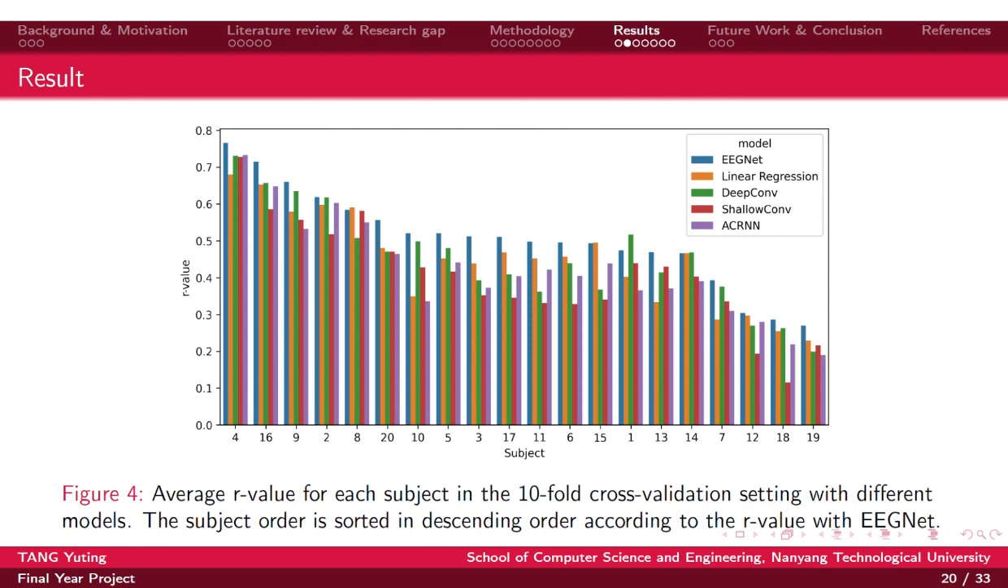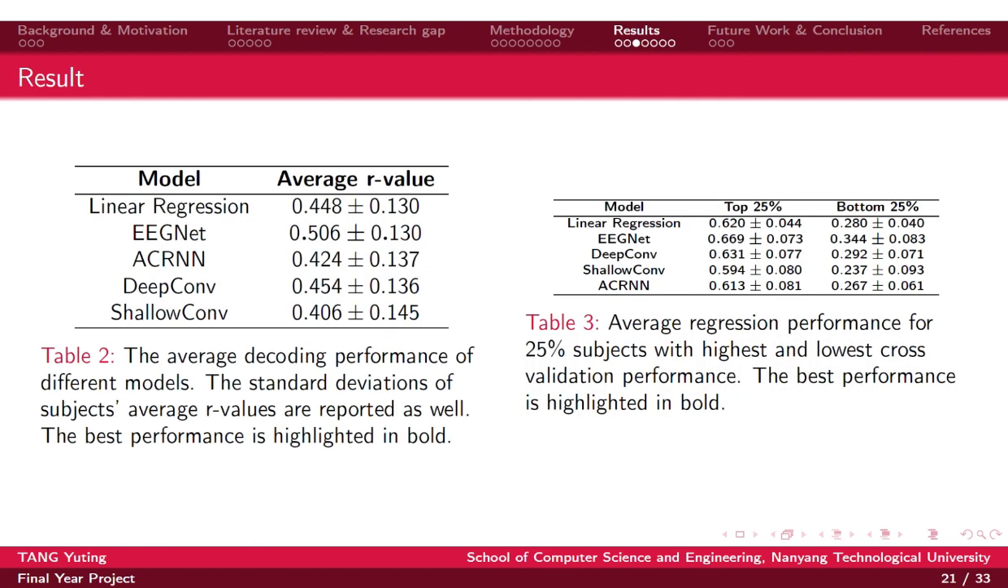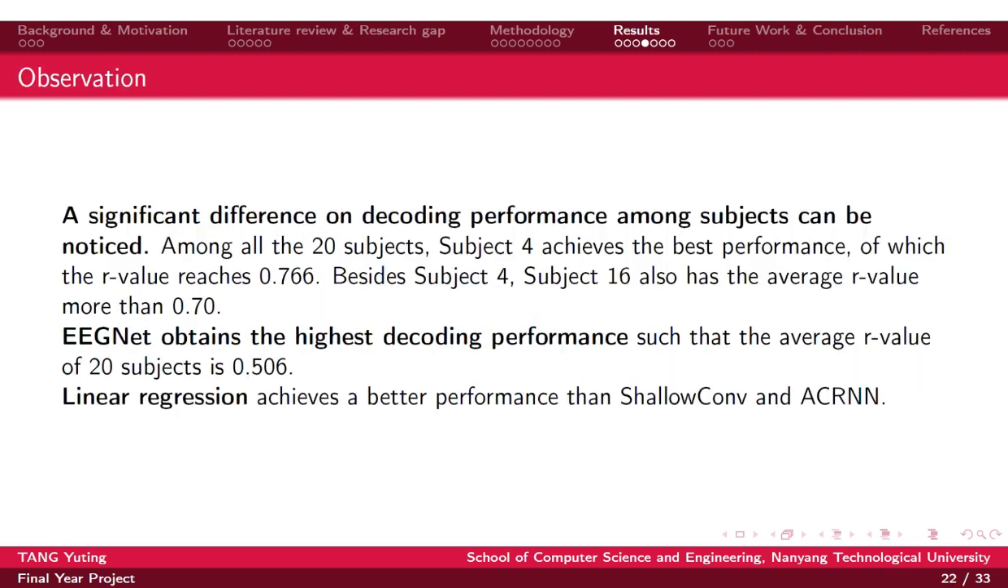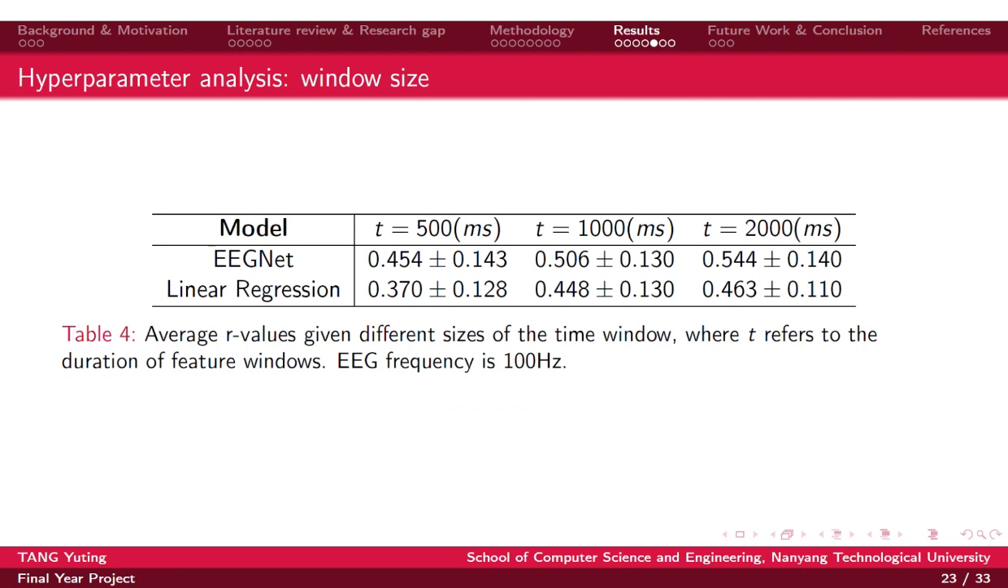Figure 4 demonstrates the average R value for each subject in the tenfold cross-validation setting using different models. Table 2 and Table 3 list the performance and its standard deviation of different models. It can be observed that there is a significant difference in decoding performance among subjects. And the EEGNet obtains the highest decoding performance over all the models. We also studied the impact of feature window size, which is an important hyperparameter. We find that when the feature window contains 2000 milliseconds of information, the decoding performance reaches the optimum.